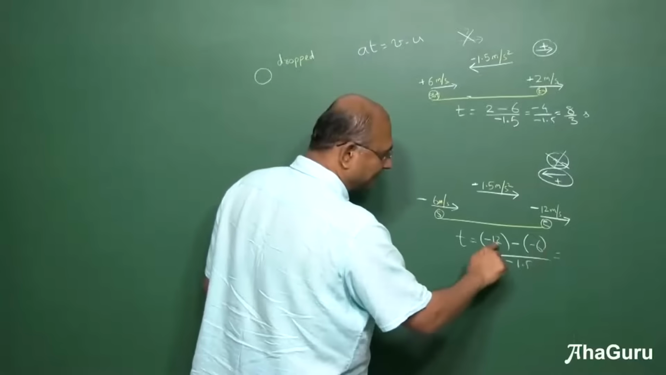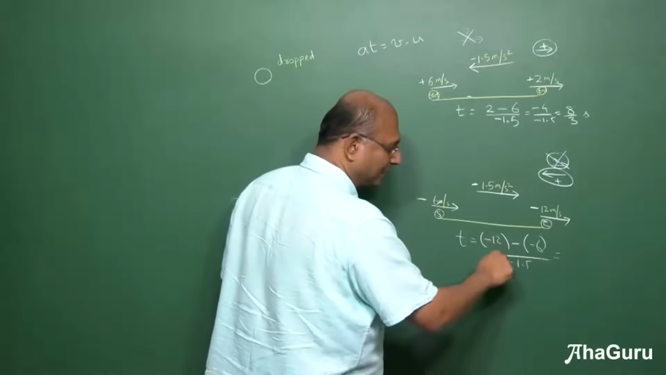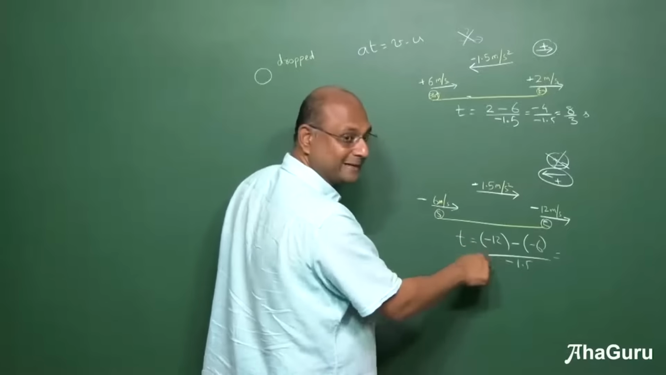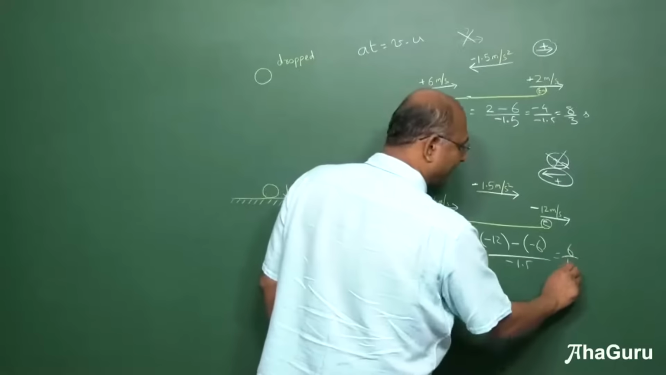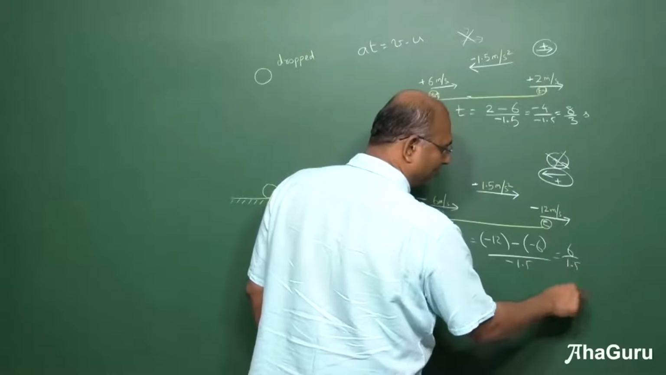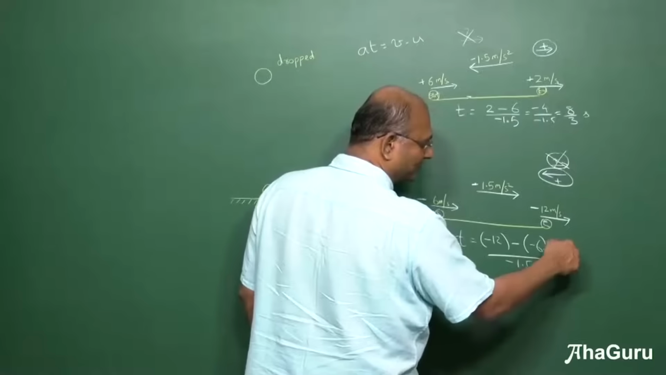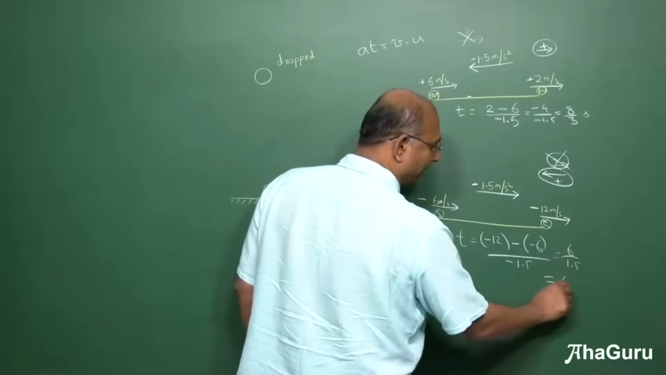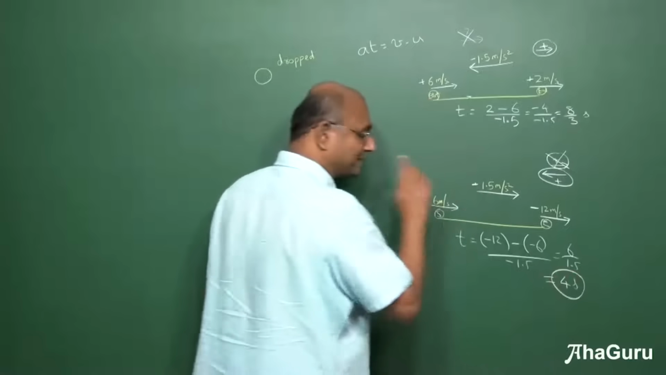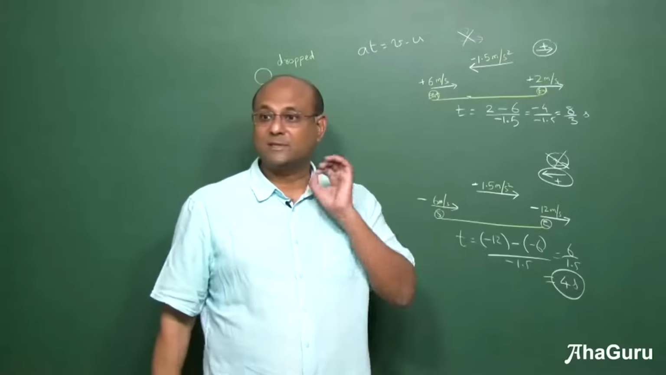So you'll see that this basically becomes minus 12 plus 6, minus 6. Minus 6 by minus 1.5, minus minus cancel. 6 by 1.5, this is 3 by 2, so the 2 goes up, so that's 12 by 3, 4, so you will get plus 4 seconds. You must be sure that the time is positive.